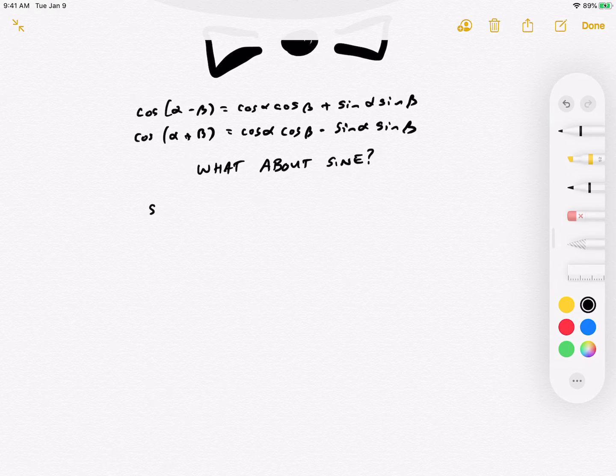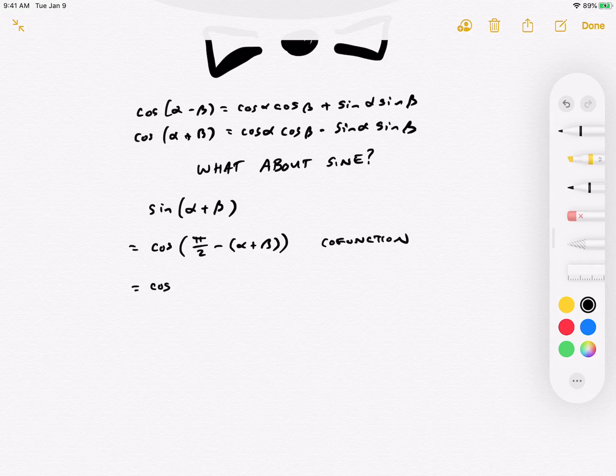This is still going to be a lot easier than that very first one that we ever worked out. Let's say I'd like to know about sine of alpha plus beta. What I can do is I can say right off the bat that I know that sine of alpha plus beta is equal to cosine of pi over 2 minus alpha plus beta. So I'm using my cofunction identity, just using radians there instead of degrees. Now what I'll do is I'll distribute that minus sign. So I'll have pi over 2 minus alpha minus beta.